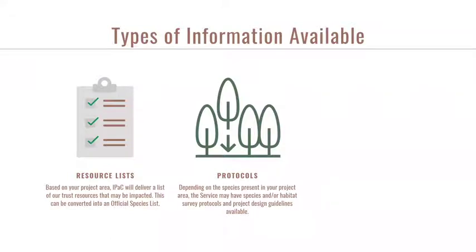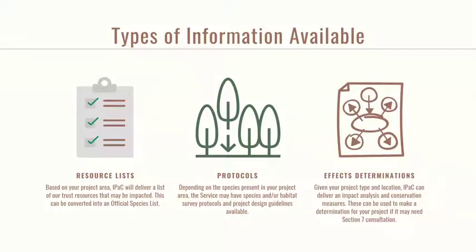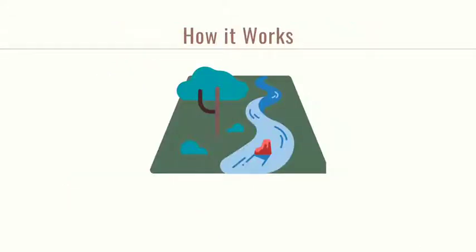The second type of information that is available in IPaC are species protocols. So these include species survey protocols, habitat survey protocols, and some project design guidelines. The third type of information that is available in IPaC are effects determinations. So these are a little bit more detailed analyses about what species are in your area, and given your project type, how your project might impact those species. It'll also give you some information on what conservation measures or steps you can take to either avoid, minimize, or mitigate those impacts.